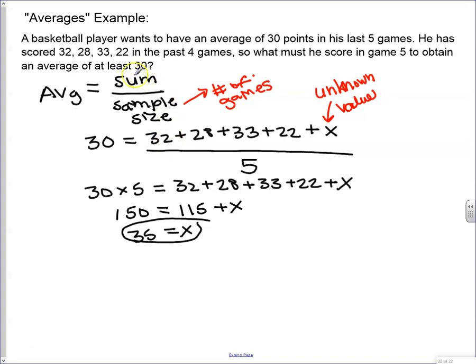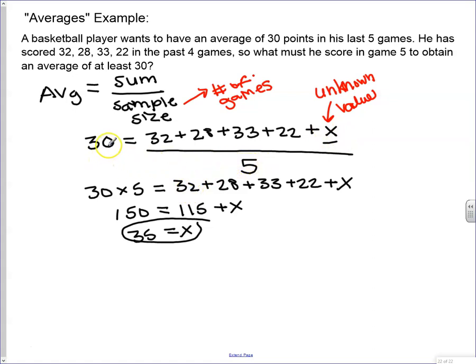All right, so if we need to find the sum, we're going to have 32 plus 28 plus 33 plus 22 plus x. So this is our game number 5 here, right? That's what we don't know. Our sample size is going to be 5 because we're talking about 5 games, right? 1, 2, 3, 4, 5.